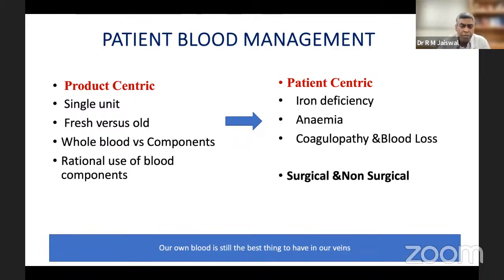And when we are comparing whole blood versus component, rational use of blood components, all these factors we need to keep in mind. And when we are talking about the patient-centric approach, we are going to deal with either a surgical patient or a non-surgical patient, because the requirement may be different in the surgical patient and non-surgical patient.